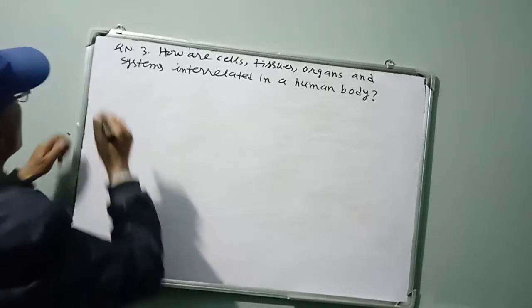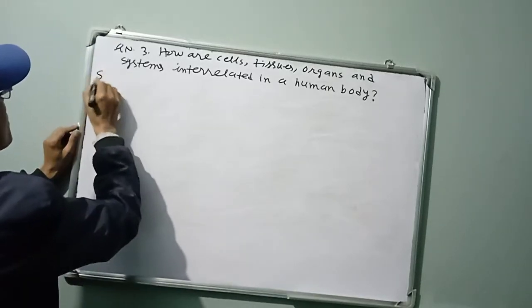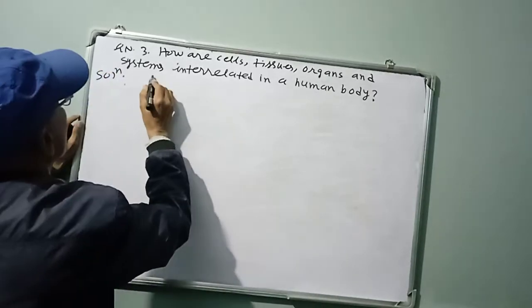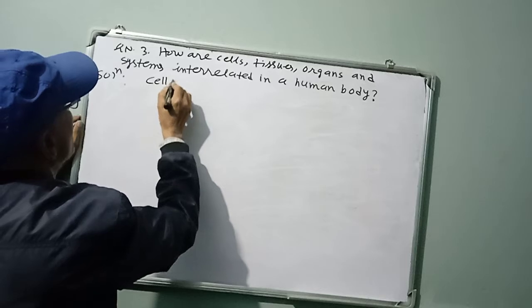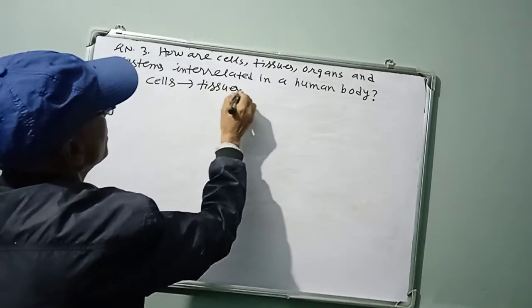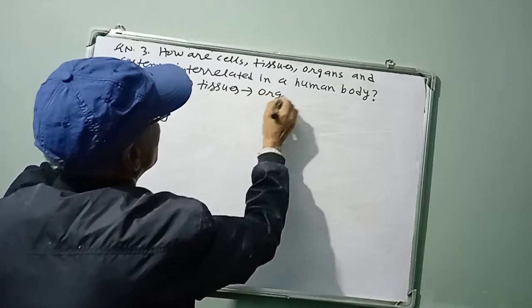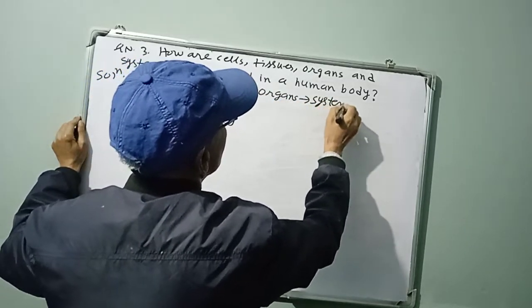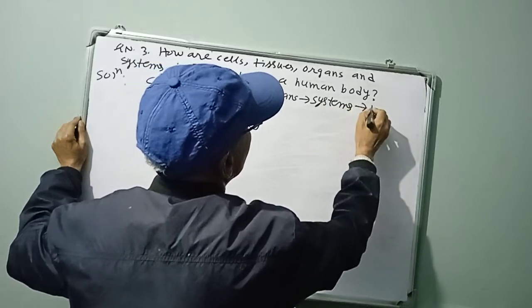First of all, I draw. The solution of this answer is, first I write a simple diagram. See, arrow, cells, tissues, organs, systems and body.